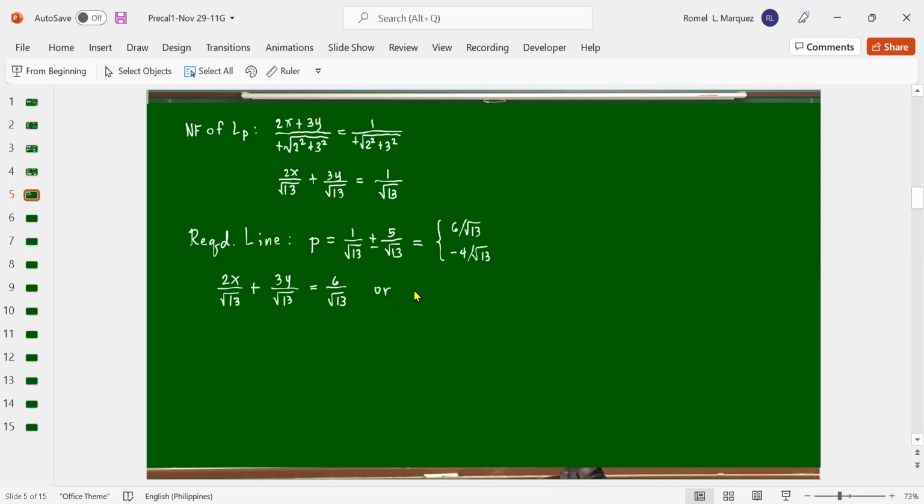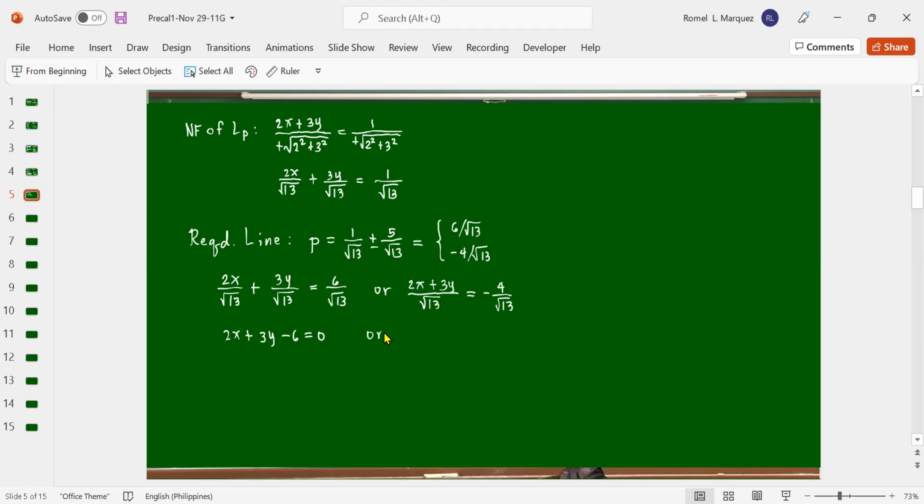The left side is 2x plus 3y, all over square root of 13, since they have the same denominator, and the right side is 6 over square root of 13. Simplifying, we have 2x plus 3y equals 6, so 2x plus 3y minus 6 equals 0.